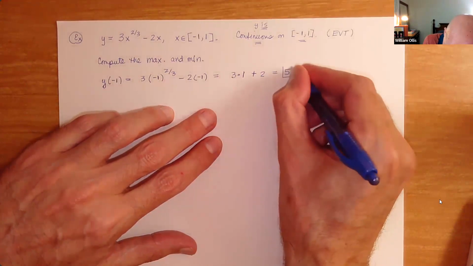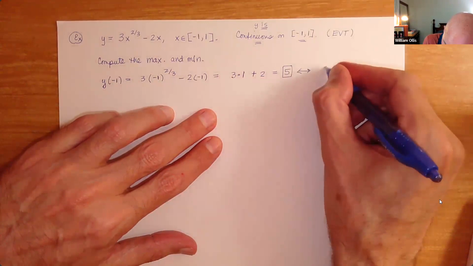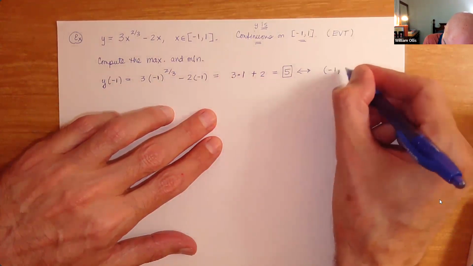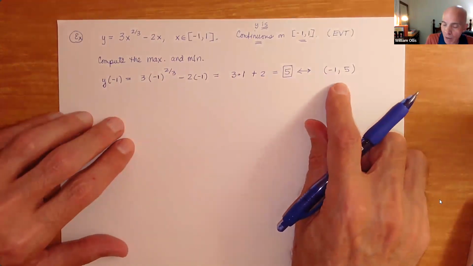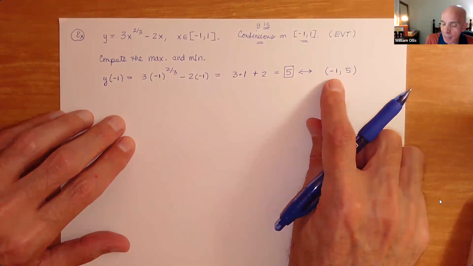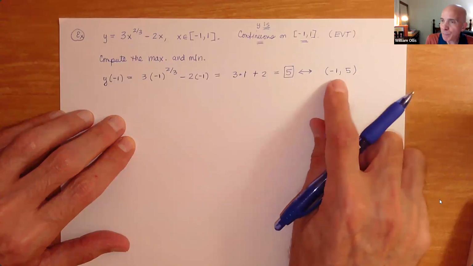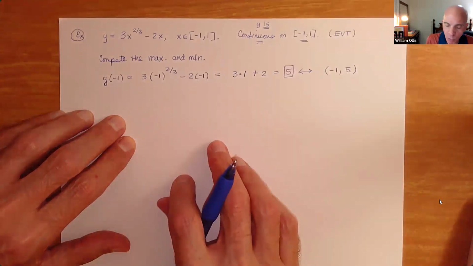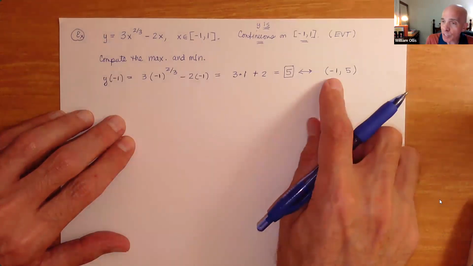So we could think of this as an ordered pair. That is, for the input -1, we get an output of 5. And then sometimes in the responses, you are to give the actual occurrence and the value. That is, where does the particular value occur? The ordered pair gives you both. So we know we have a value of 5, and this value of 5 occurs at -1.